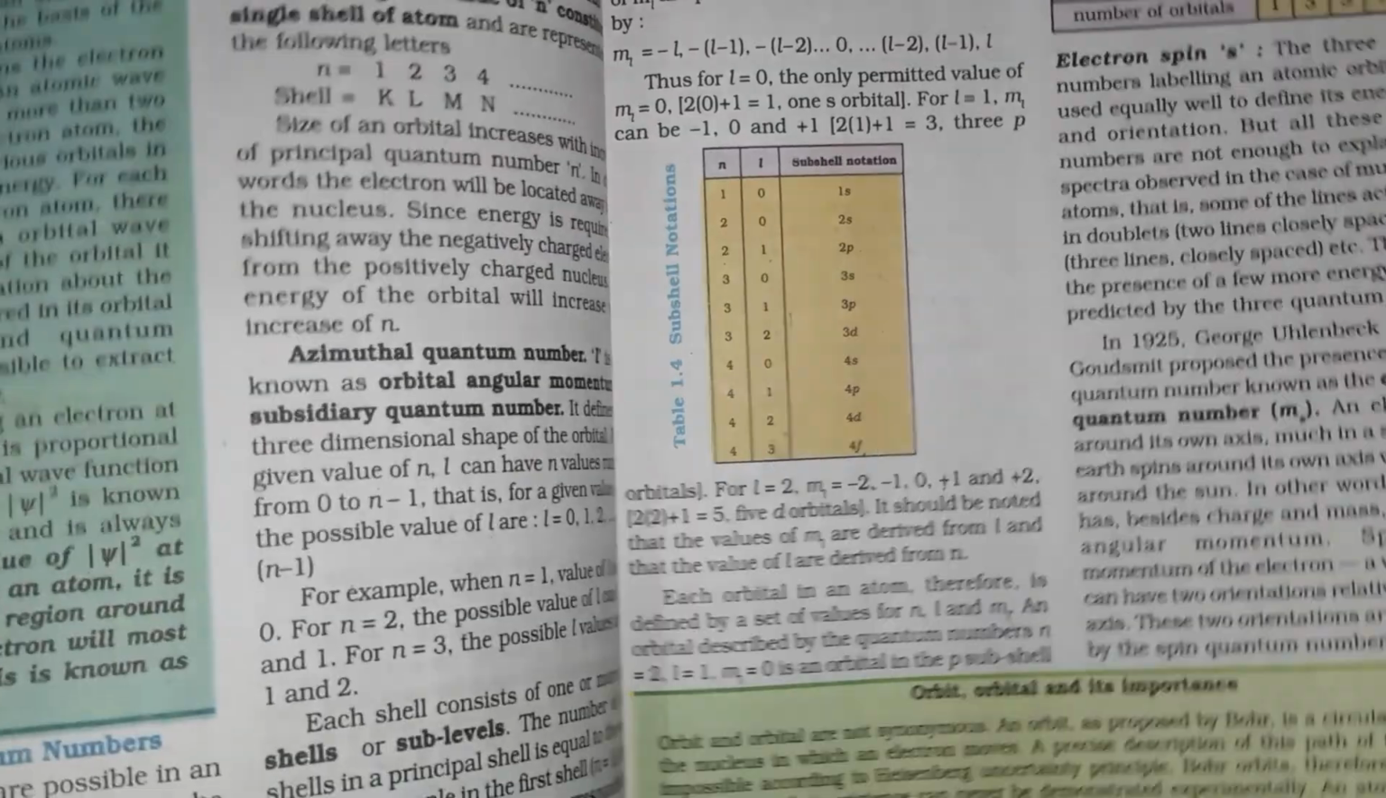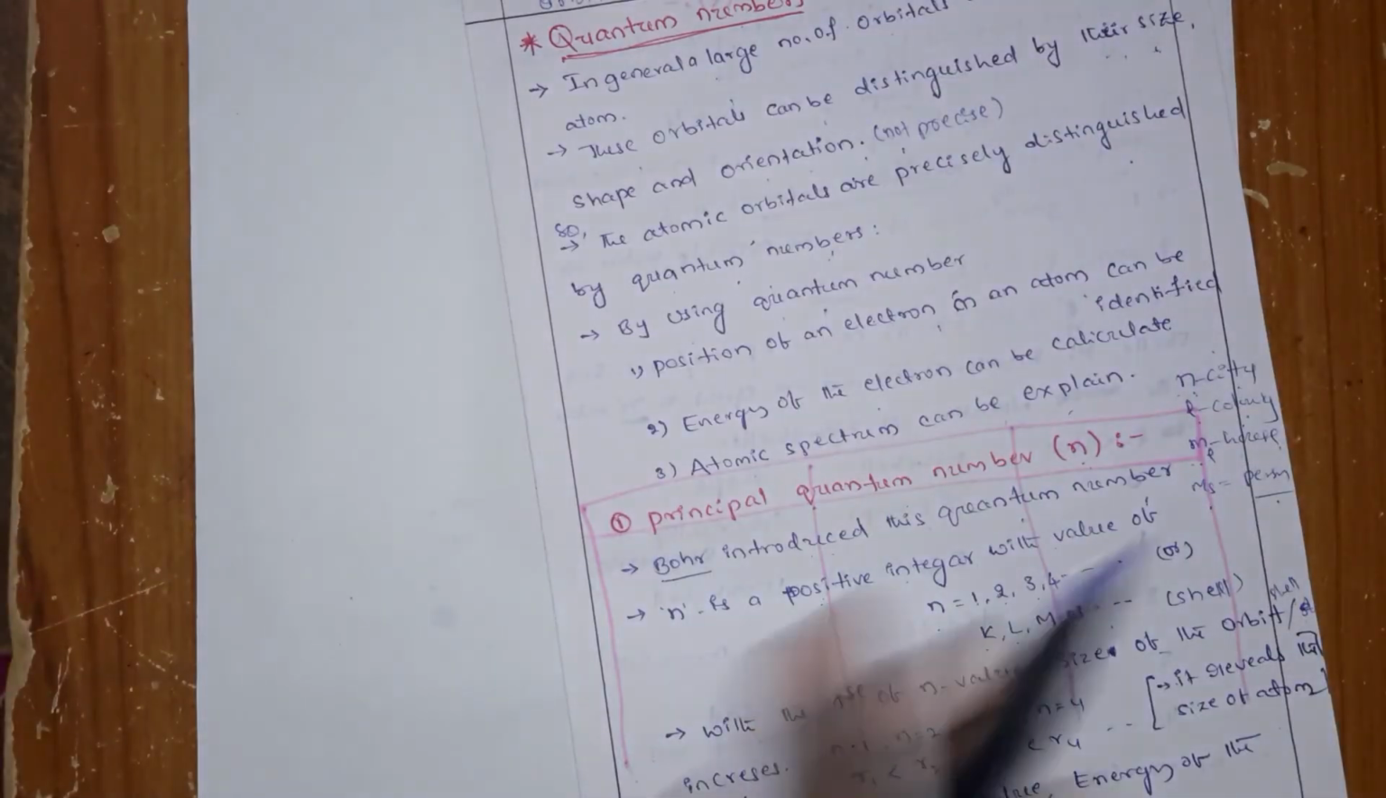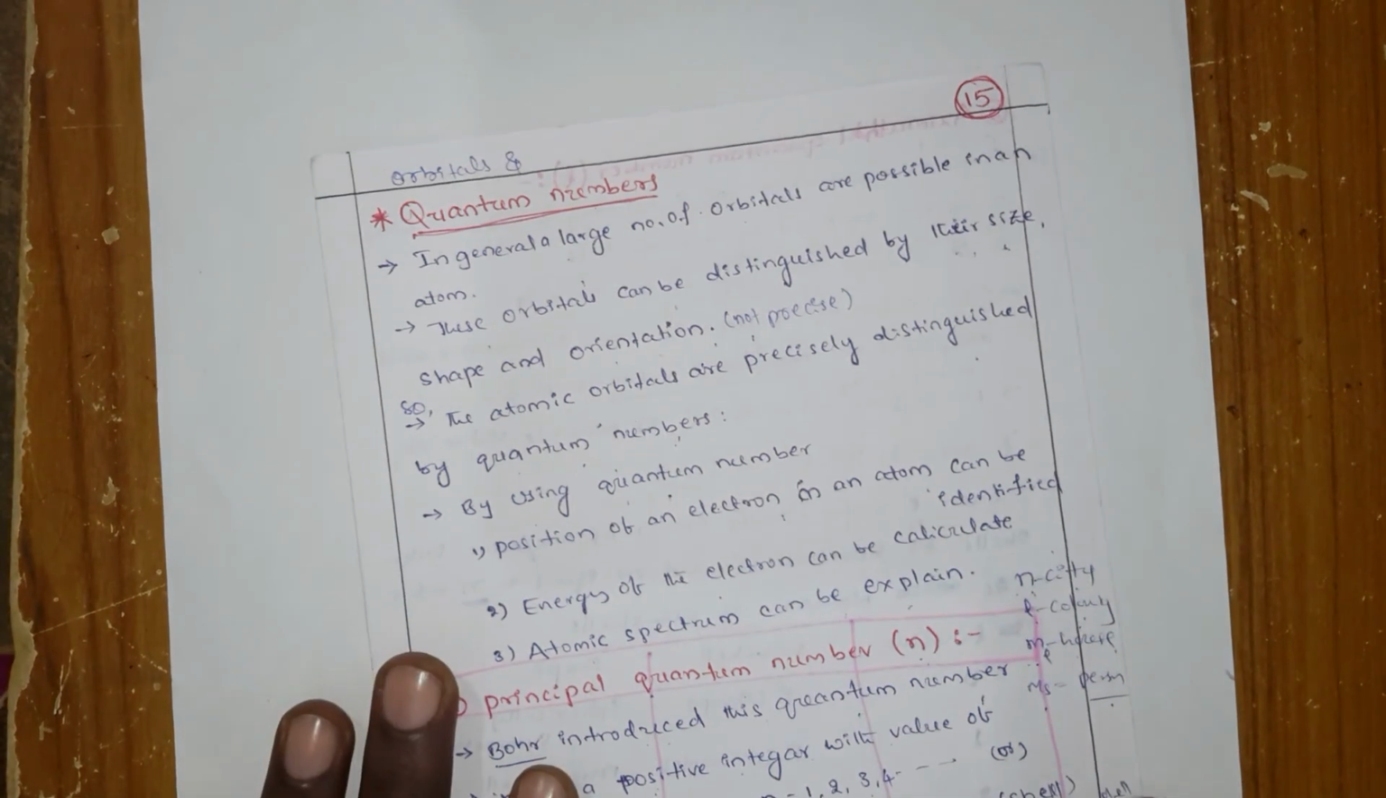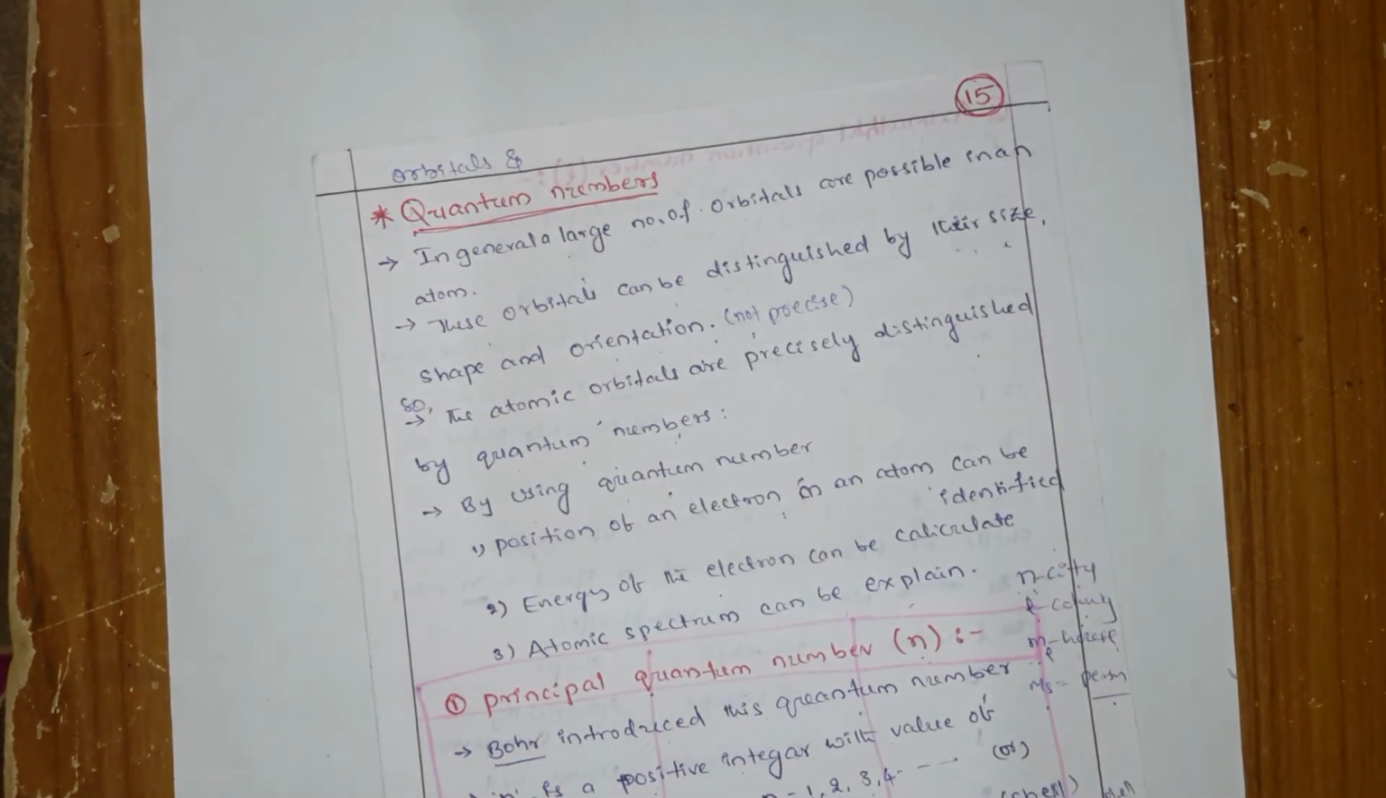Okay, so this is all about quantum numbers, and in the next lecture we are going to see the shapes of orbitals. Okay.